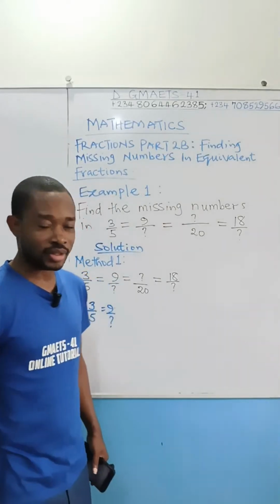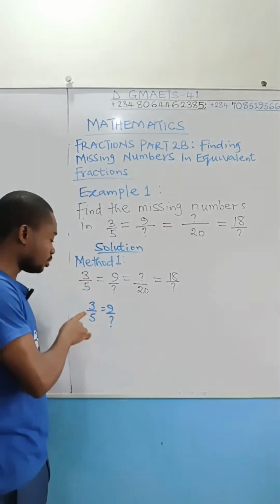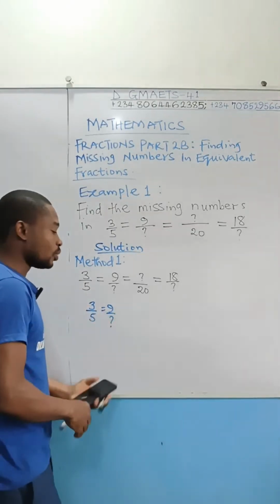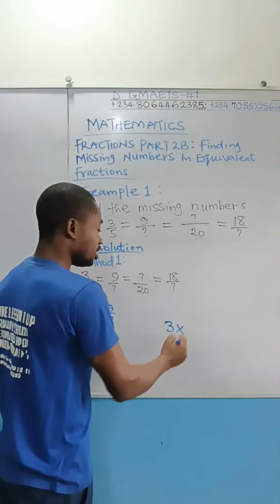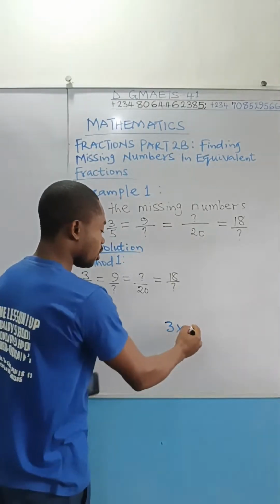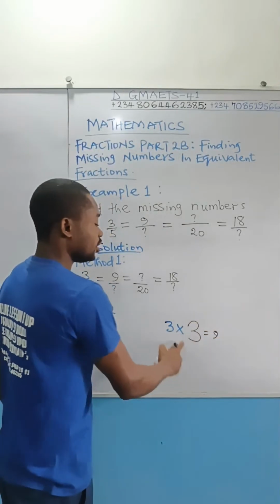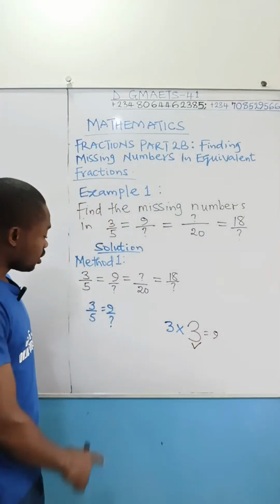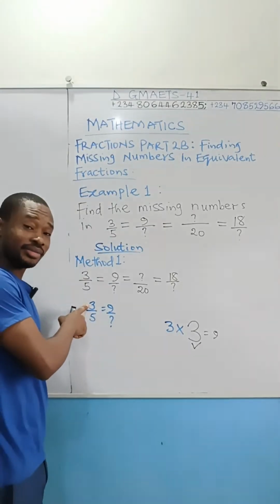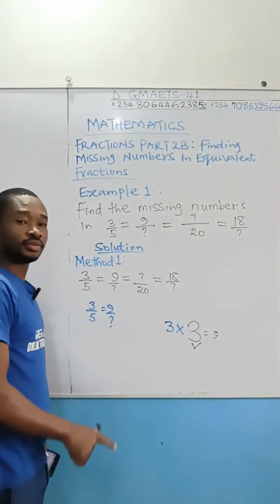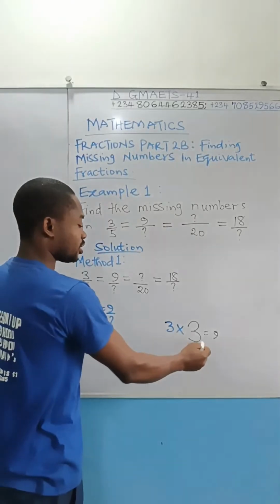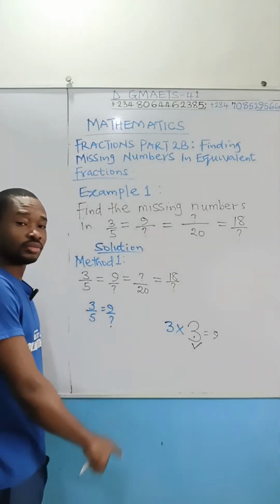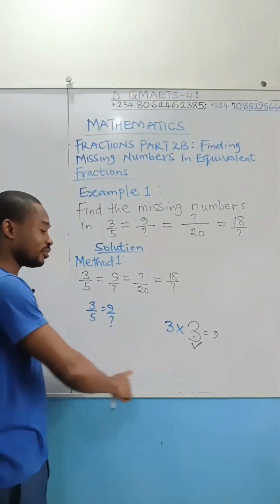You see, it's 1 plus 1. So I ask you, from the 3 times table, 3 times which number will give you 9? You will agree with me that 3 times 3 will give us 9. So this 3 is the number you will multiply this 3 by to get 9. So this becomes our interest. It means if I want to get this unknown, this question mark, I am going to multiply 5 by 3.